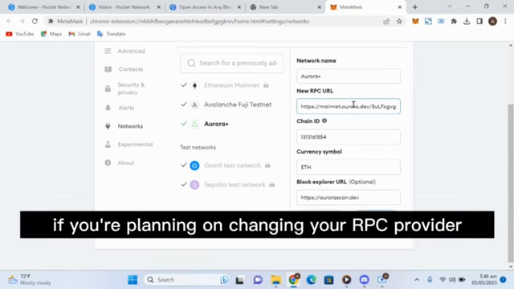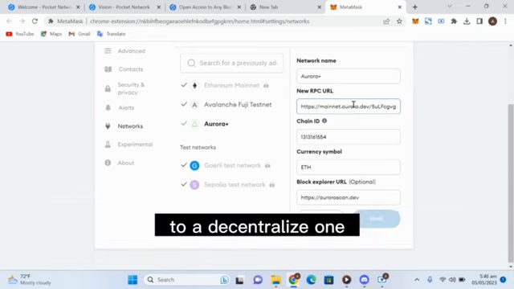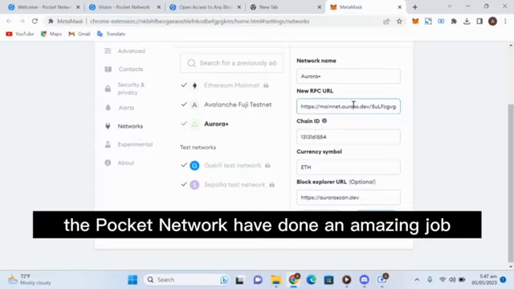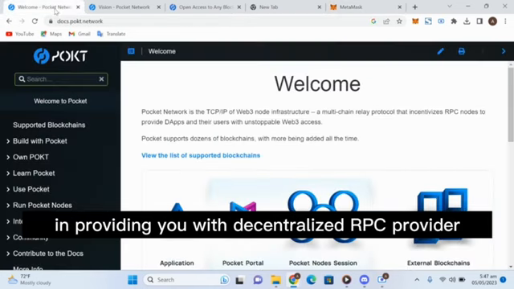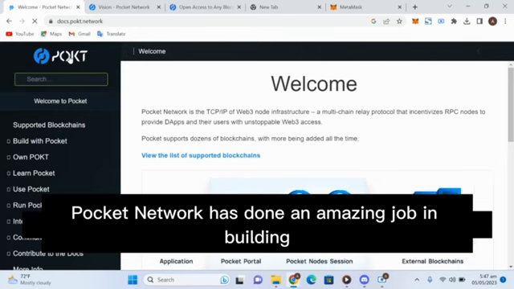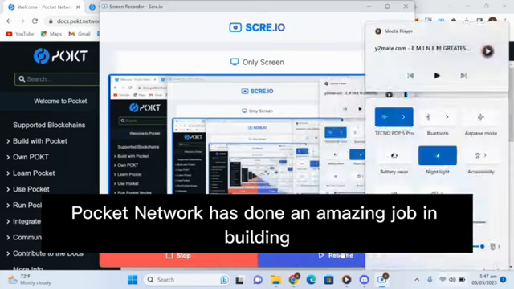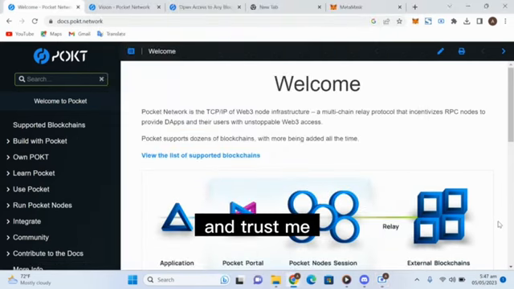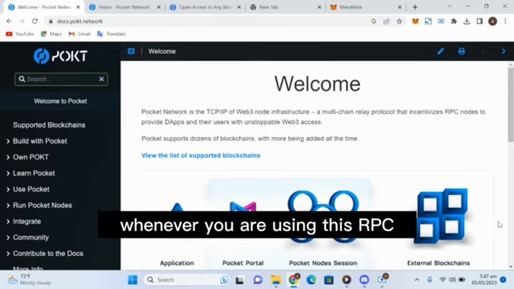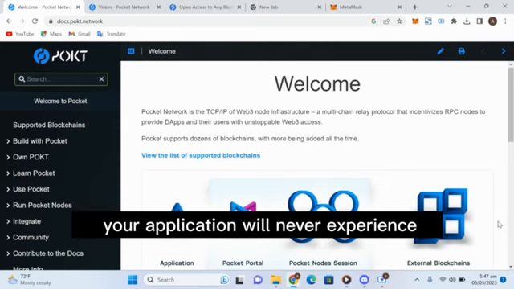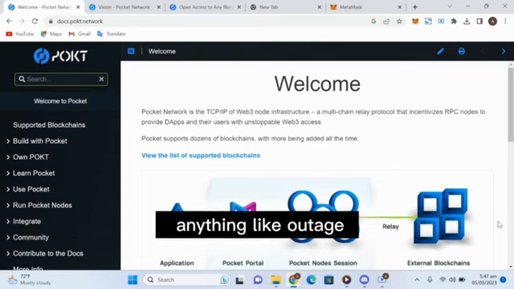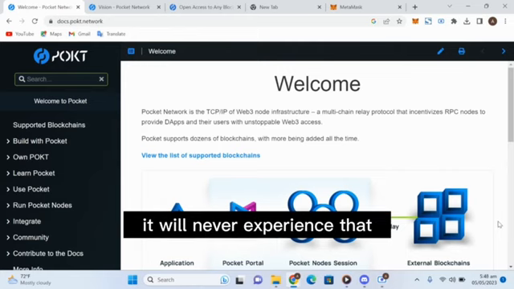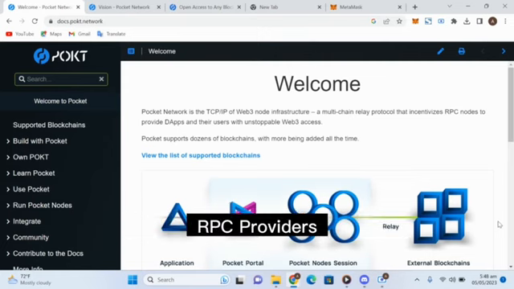So now, having understood the benefits of using a decentralized RPC provider, if you are planning on changing your RPC provider to a decentralized one, then we have a wonderful and amazing RPC provider, which is the Pocket Network. The Pocket Network has done an amazing job in providing you with a decentralized RPC provider, building an amazing endpoint which comes with a lot of benefits, and trust me, whenever you are using this RPC endpoint, your application will never experience anything like an outage.